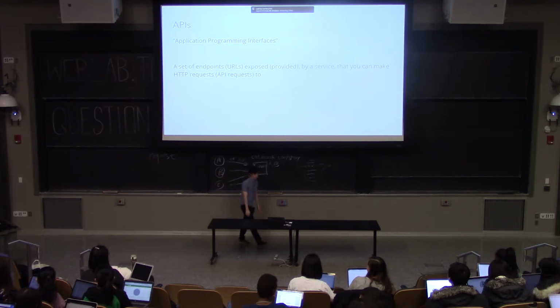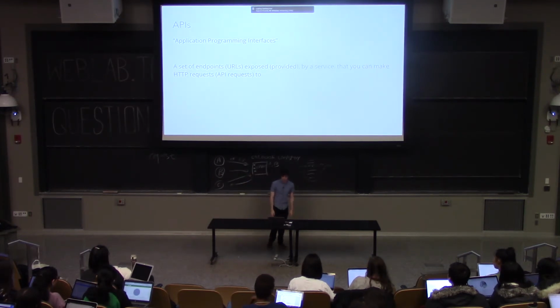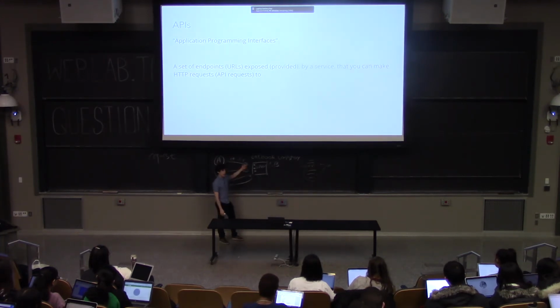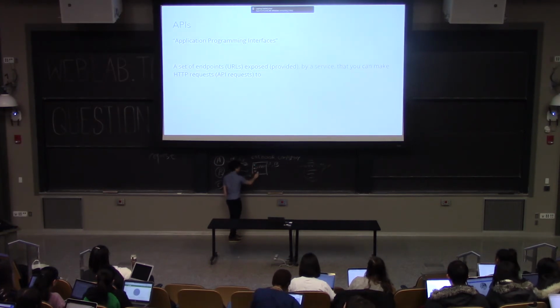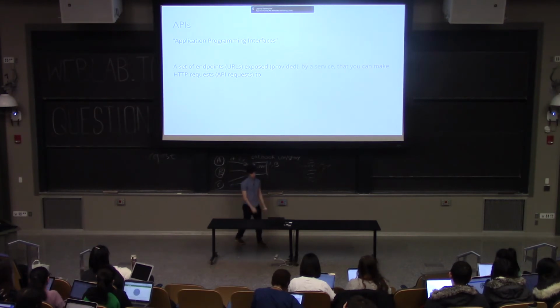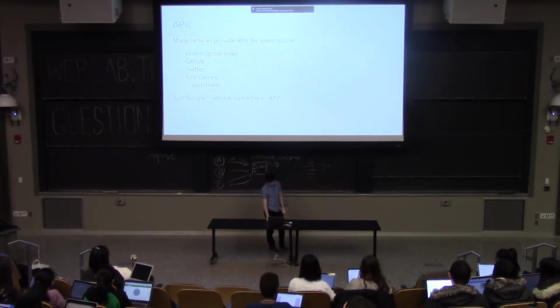Doesn't matter. So basically, what an API is, is the endpoints that a server can expose. So this is an endpoint, this is an endpoint, this is an endpoint, and this as a bundle can be an API. So like, what's an example? Venmo, which no longer exists now, had an API. GitHub has an API.